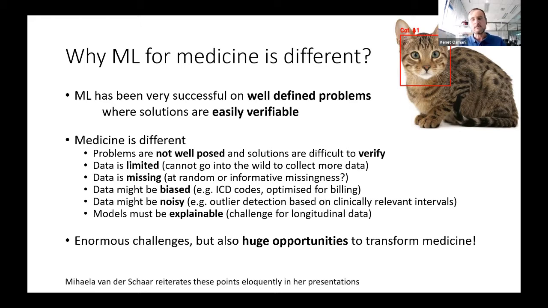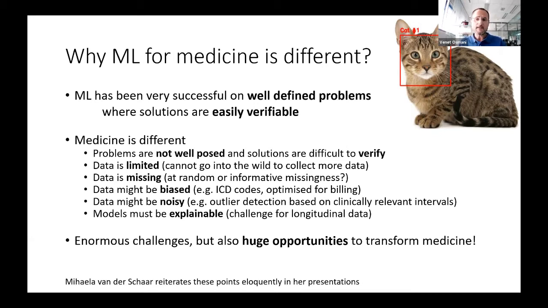Or even in terms of human activity recognition, for example, the majority of people agree what is the sequence to carry out a specific activity. But in medicine, the problems are not well posed. So the solutions to those problems are difficult to verify. For example, today I'm talking about deterioration, but the question is, how do we label something like this in terms of machine learning?